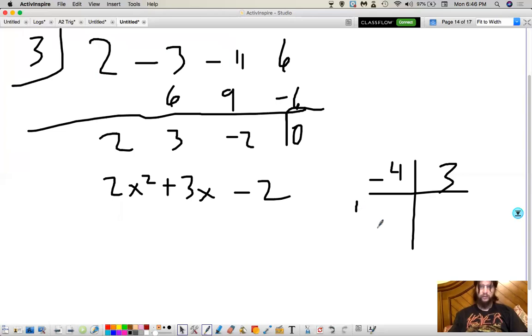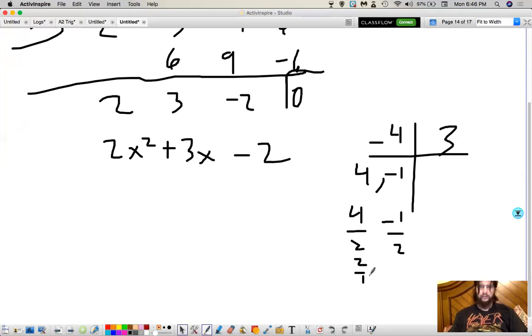That'd be a +4 and a -1. Put those over a. Simplify. So I've got this is my coefficient: 1x plus 2, 2x minus 1. Done.